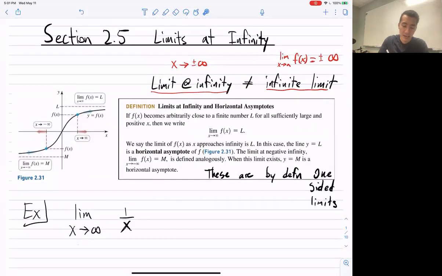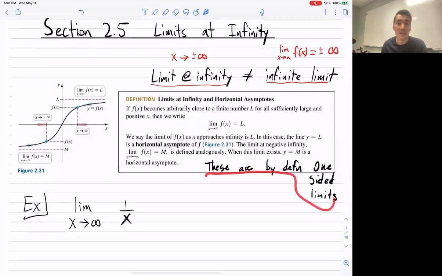So the idea is that if we go off to infinity, what's the long-term behavior of our function? Graphically, it's getting really close to this limit. And these limits are called horizontal asymptotes, the things that the function is getting asymptotically close to. That one's as we go to positive infinity. As we go to negative infinity, it's this M. And by definition, these are one-sided limits.